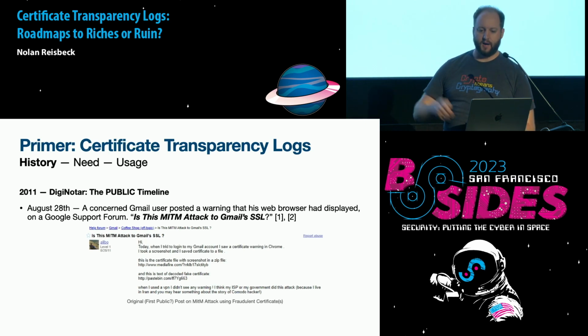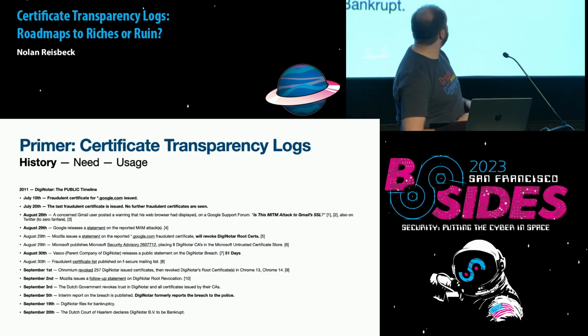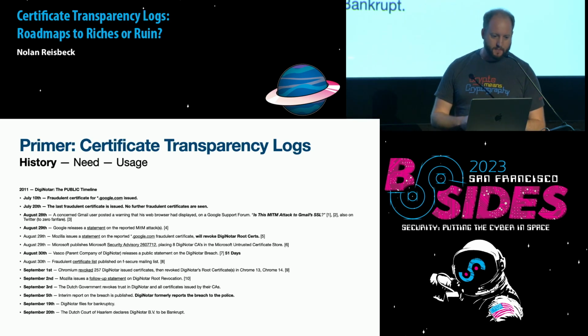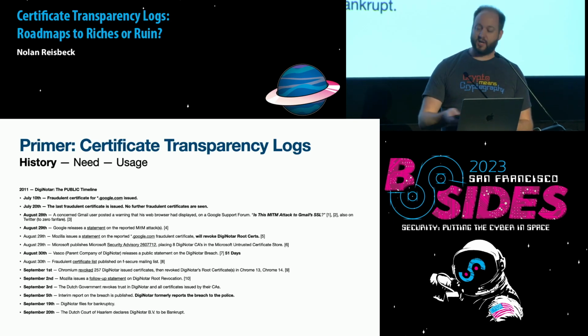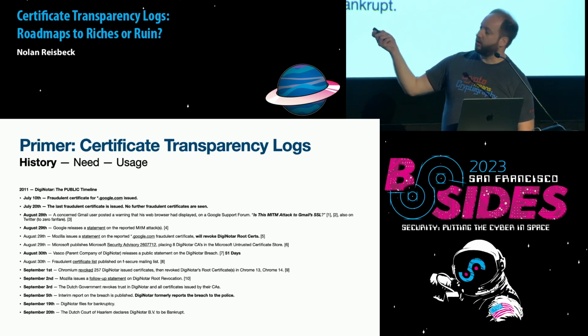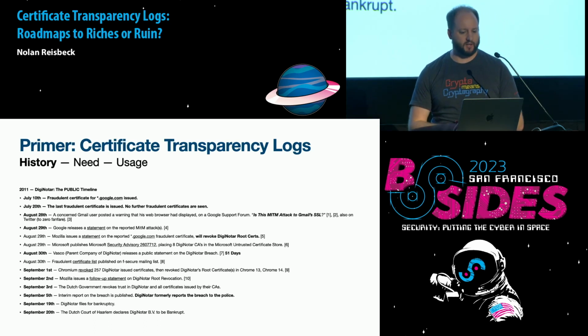August 28th, let's just keep that date in mind. So that was 7 months after the initial Komodo breach. It's a little hard to see here, so I'm going to squint at my screen. Basically, the public timeline of this was there was another breach. This time it was through another CA called DigiNotar. And August 28th, third line down there, was when our little friend posted his message to the support forum. Is this a man-in-the-middle attack to Google's SSL?